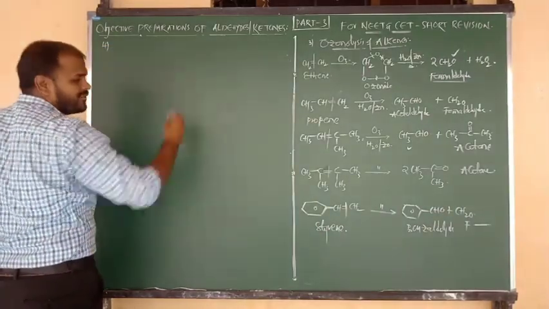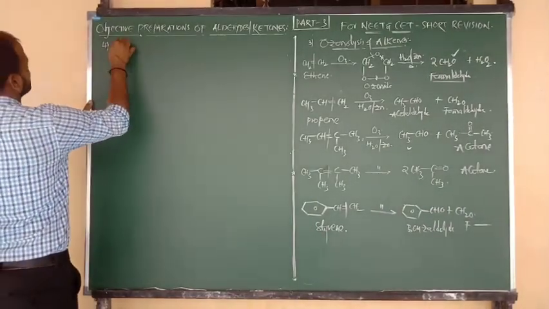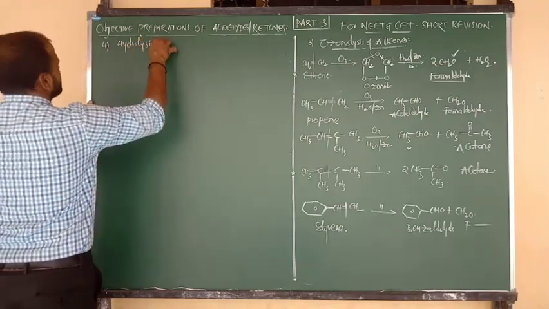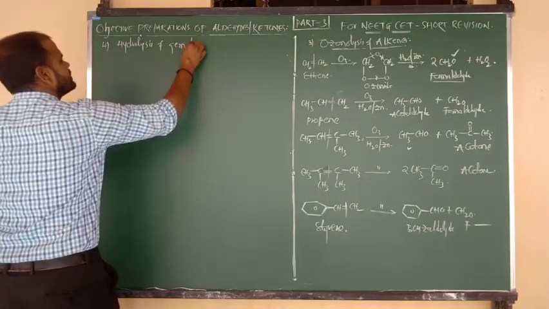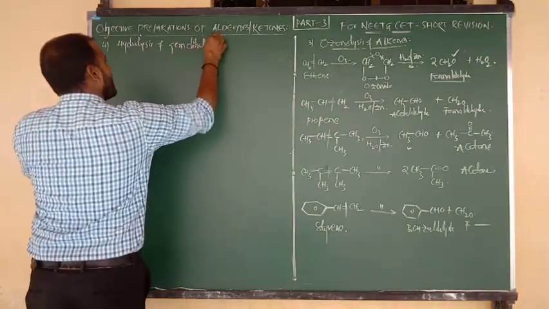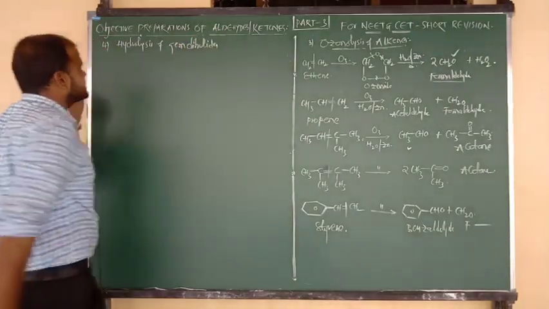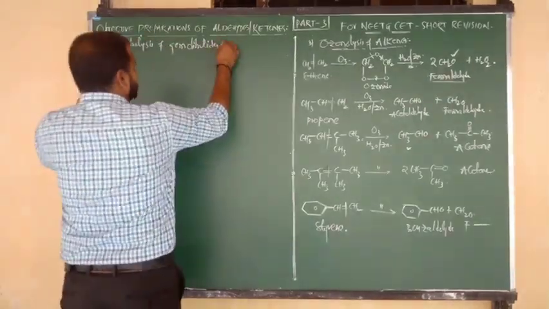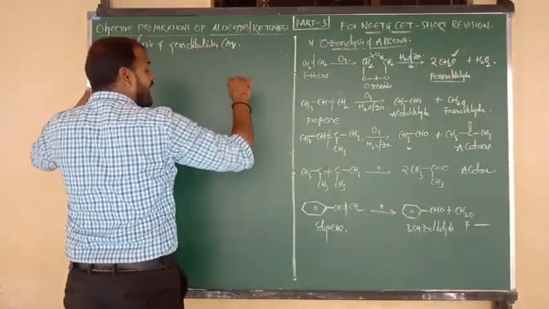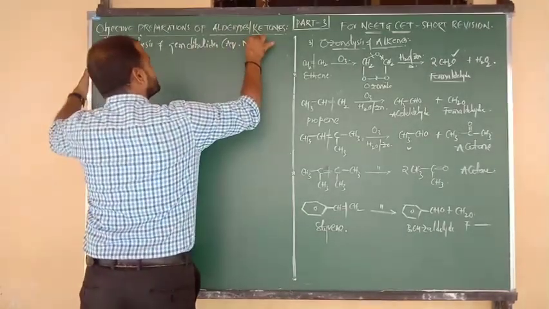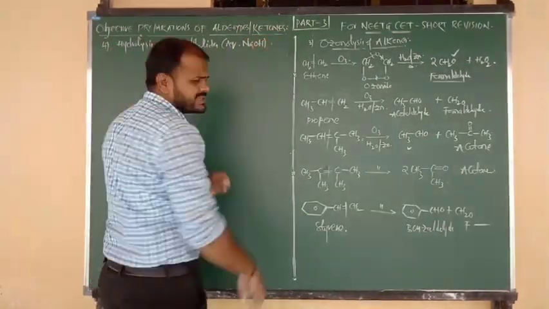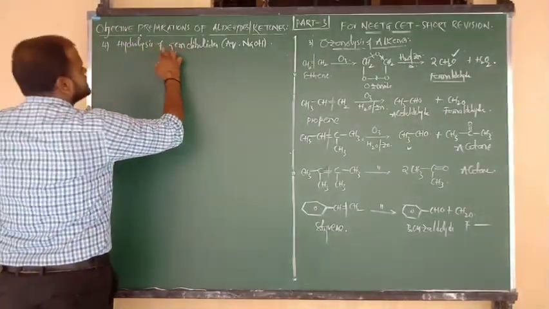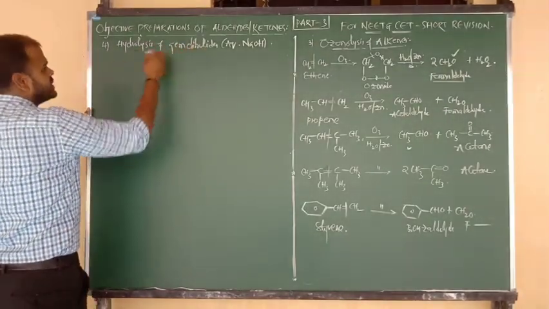Fourth method of preparation for aldehydes and ketones, that is nothing but hydrolysis of gem dihalides. Hydrolysis here does not mean using dilute sulfuric acid. Here hydrolysis means alkaline hydrolysis using aqueous NaOH or aqueous KOH. That is fixed. Okay? Good. Using alkaline hydrolysis of gem dihalides.